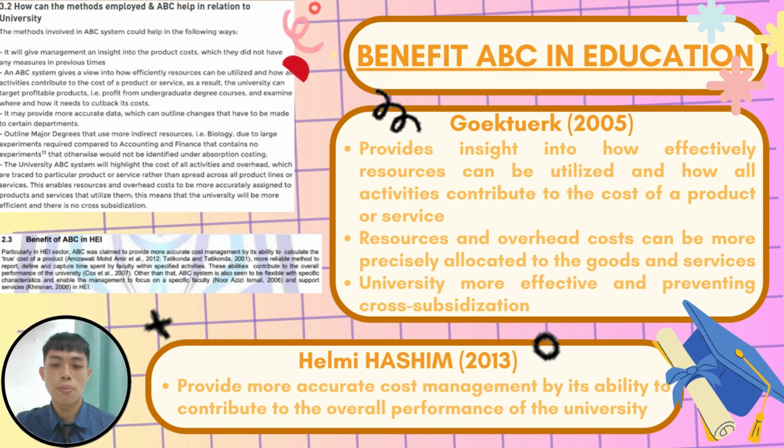Additionally, ABC provides more accurate data to identify adjustments that should be made to specific departments. There are universities that use the ABC system to draw attention to all expenses and overhead that might be linked to a specific product or service, as opposed to being dispersed over the overall product line or service. As a result, resource and overhead costs can be more precisely allocated to the goods and services that use them, making the university more effective and preventing cost subsidization.